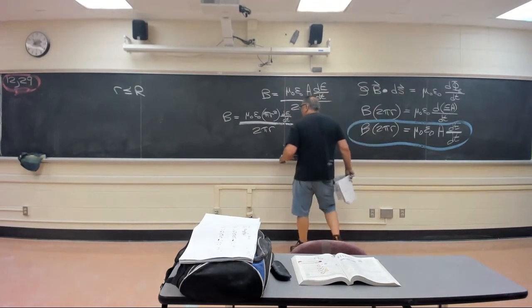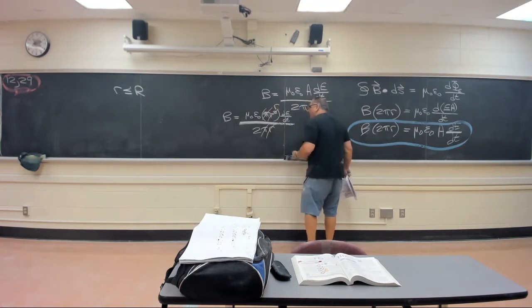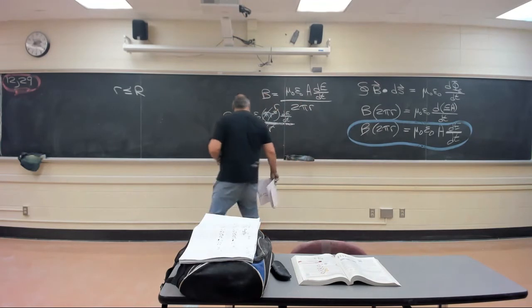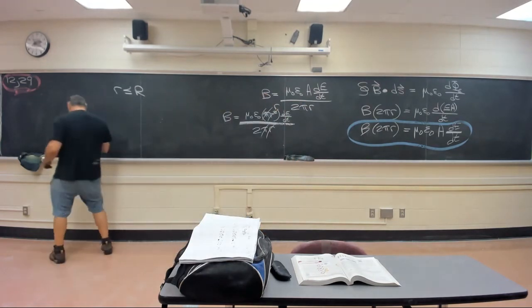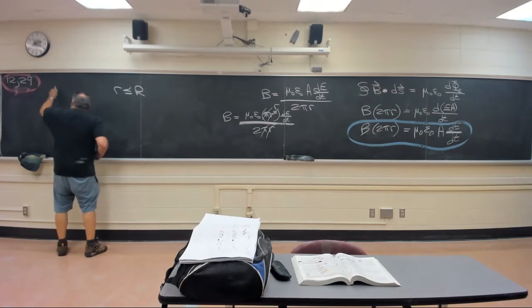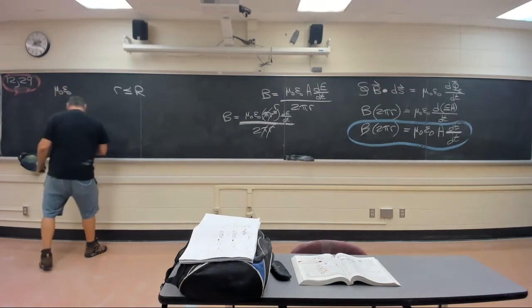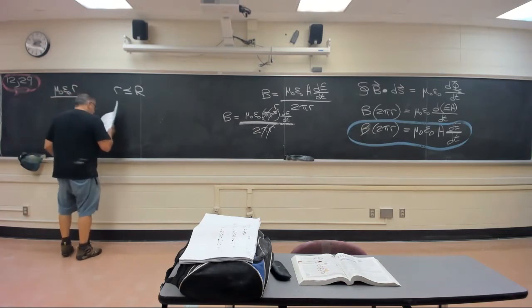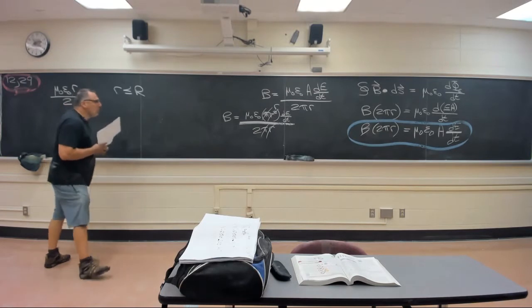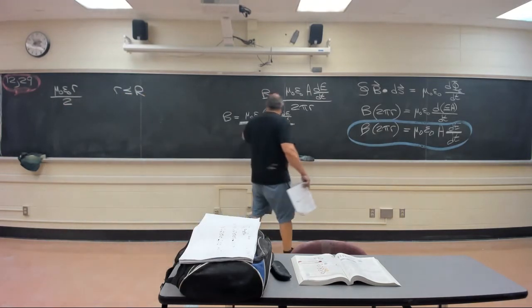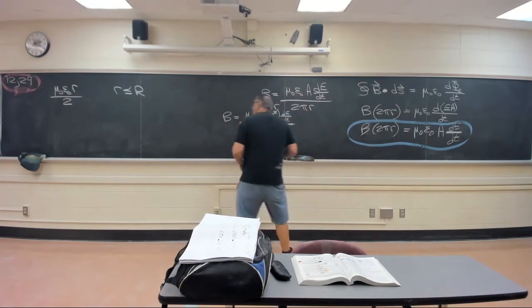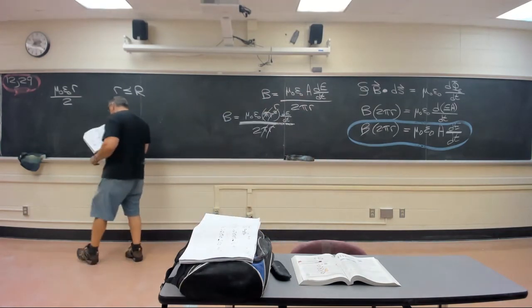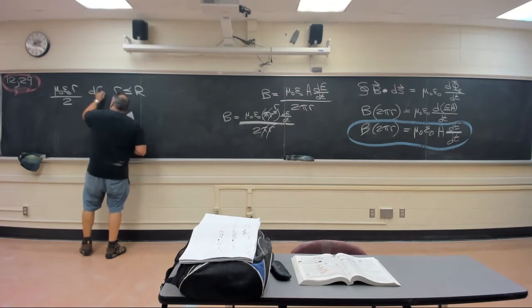What do we got? Pi and pi cancel. R squared and r cancel. You got an r right here. You've got, for this guy, for the less than scenario, mu 0 epsilon naught r over 2, yeah, mu 0 epsilon naught r over 2 dE dt. Yeah, true.